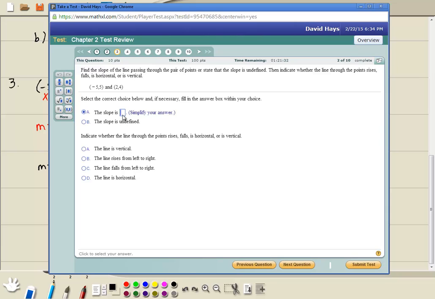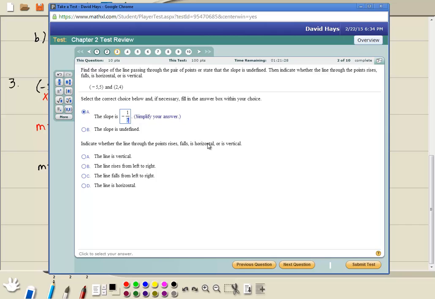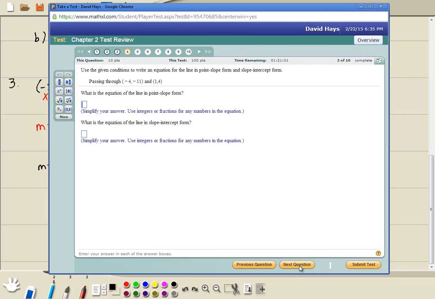Okay, so negative 1 divided by 7. Okay, does the line rise? It's not vertical. Vertical is up and down, that's when you have something like x equals something. A line is horizontal when you've got y equals something, like y equals 3. A line rises when you've got a positive slope. We got a negative slope, so that means the line falls.